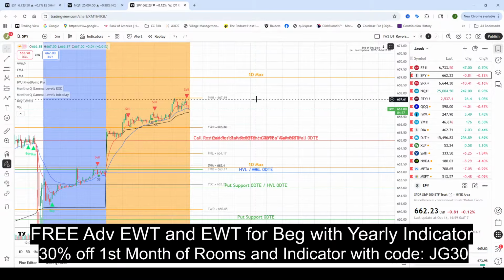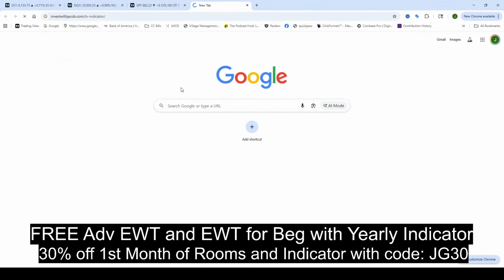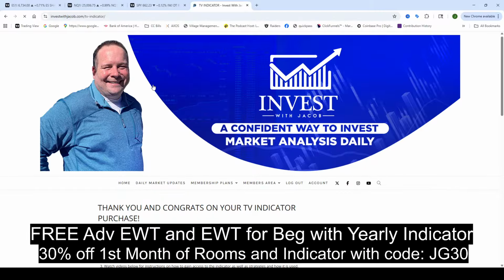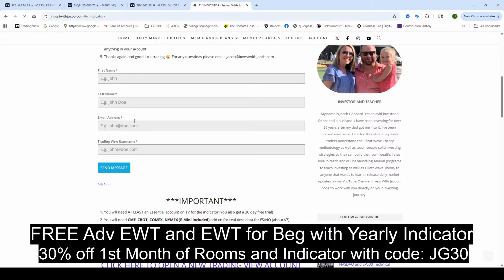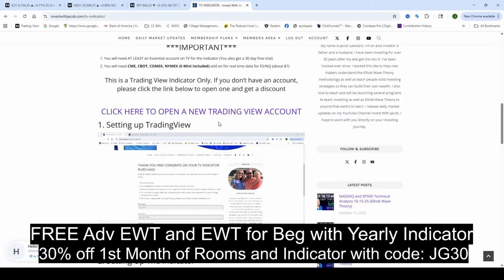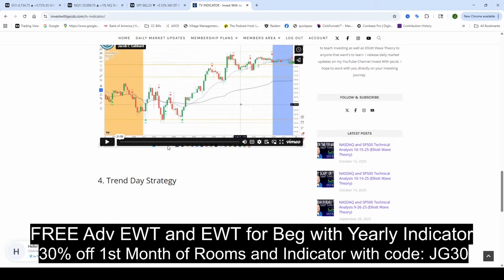It's really simple. And I give you all the rules right here. Once you get the indicator, you go to this page, and you'll have to give me your TradingView username. That way I can give you access to the indicator. And then you come down and we tell you how to set up your TradingView account for it. We tell you how to set up the indicator. We tell you our day trading strategy, our swing trading strategy, and our trend day strategy, which is basically not trading, because we don't trade against the trend.